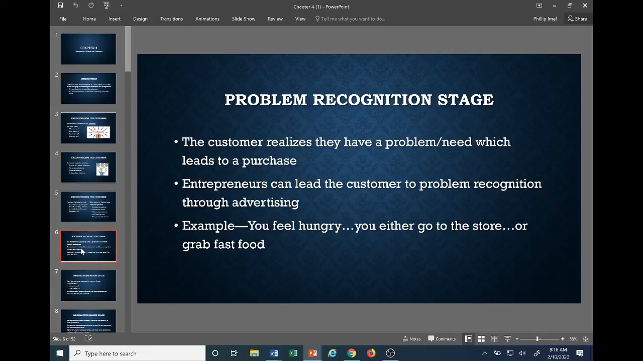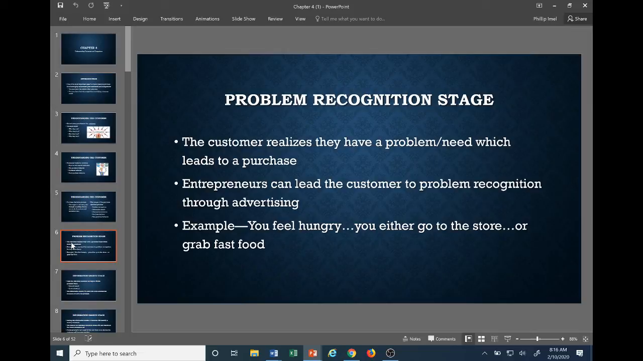Entrepreneurs can lead the customer to problem recognition through advertising. A lot of times, a customer might feel like they don't really need anything, and all their wants and desires are pretty much taken care of. But then they can see a commercial of something new that just hit the market, or maybe some type of food or dessert, and all of a sudden they have a desire or a want for that product. So that's what they're talking about here: advertising can actually make the customer realize I have a problem or I have a desire.